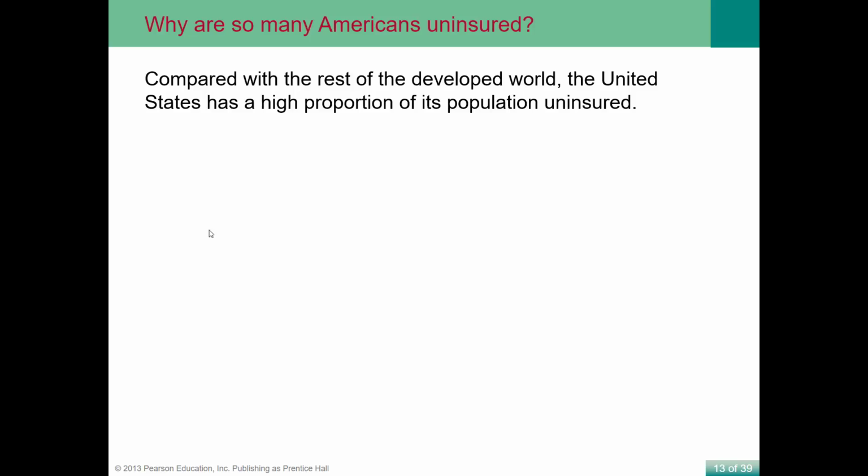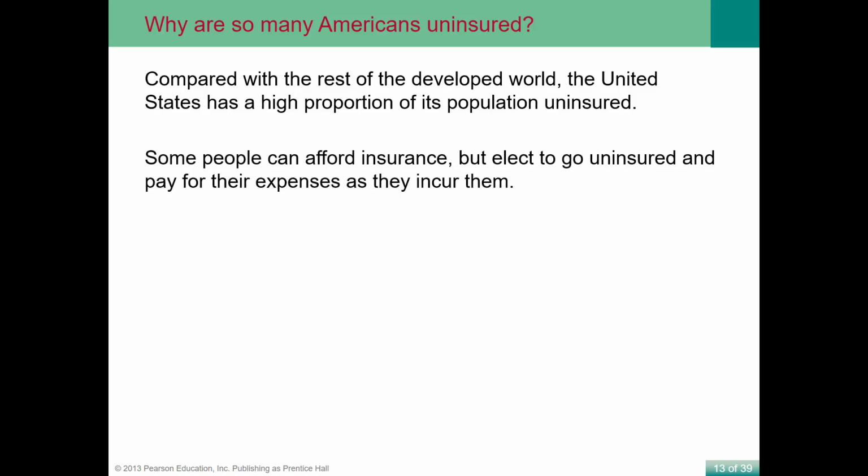So why are so many Americans uninsured? Compared with the rest of the world, the United States has a high proportion of its population uninsured. One reason is some people can't afford insurance. Others can afford insurance but elect to go uninsured and pay for their expenses as they incur them. Let's just say the average person pays $4,000 or $5,000 for premiums. If you're sick and all you have to do is pay when you need to go to the doctor, so you can go to Doctor's Express for $150, why are you going to pay $4,000?